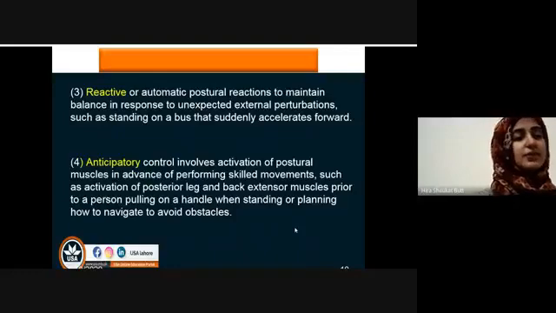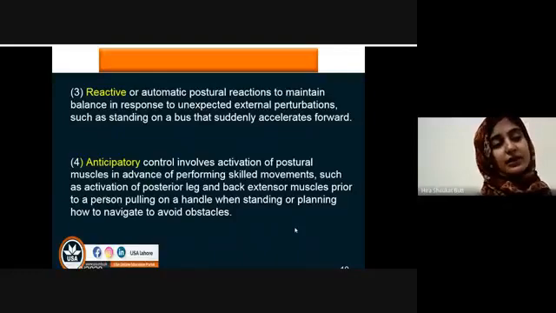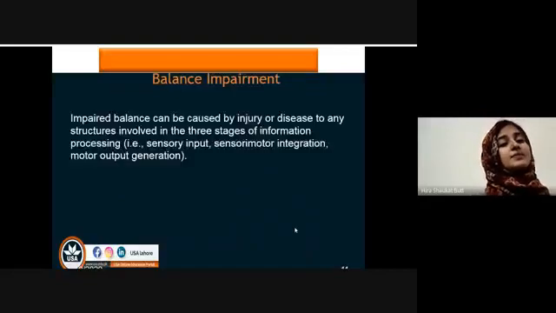Okay, so that is about the anticipatory control. You will talk about that. Then comes the balance impairment. So obviously, what is balance control? Any abnormality in that balance control will lead to the arising of balance impairment.